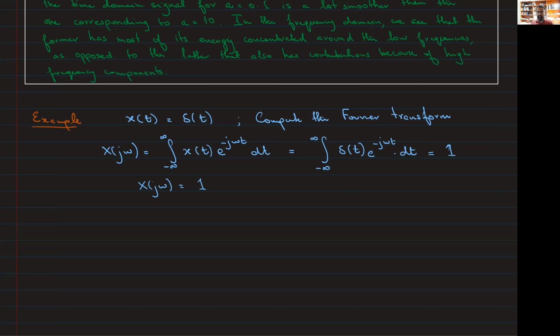Okay, so this is an important result: this theoretical construct that we have, which is the unit impulse, has a Fourier transform that is just flat. Okay, so this is one example, and we're going to use this a little while later as well. Okay. Any questions about this?